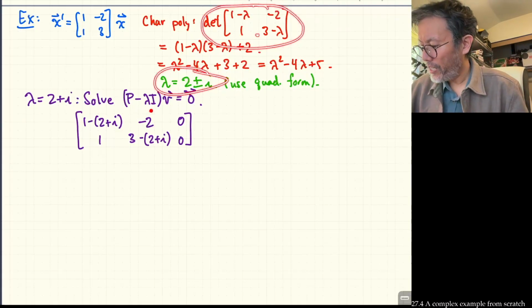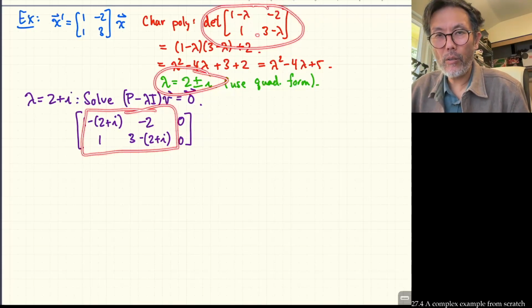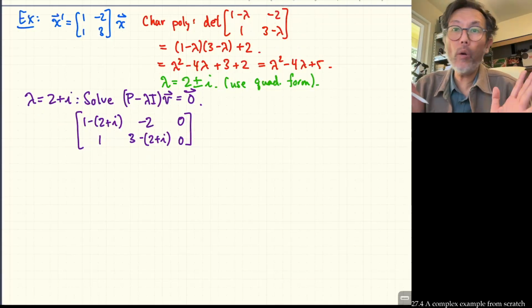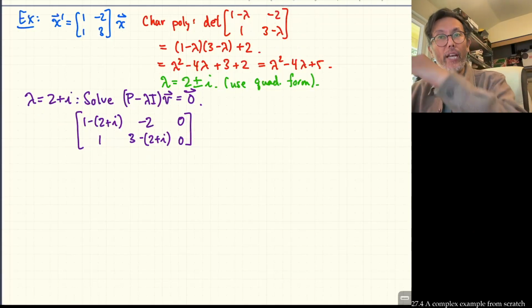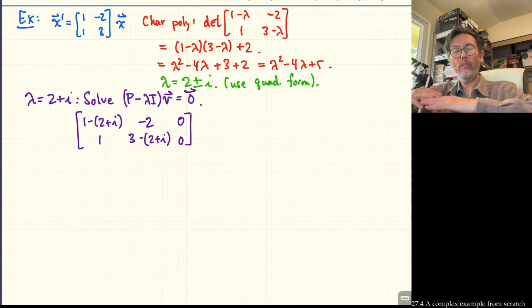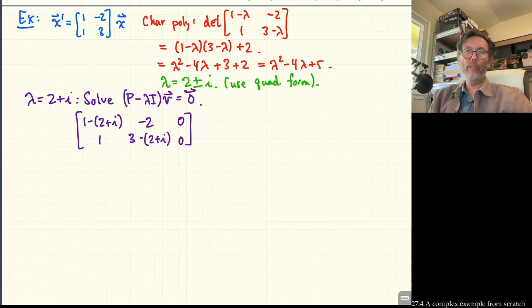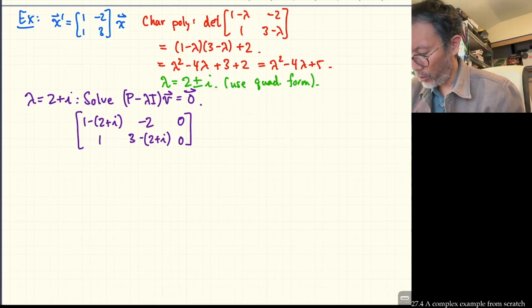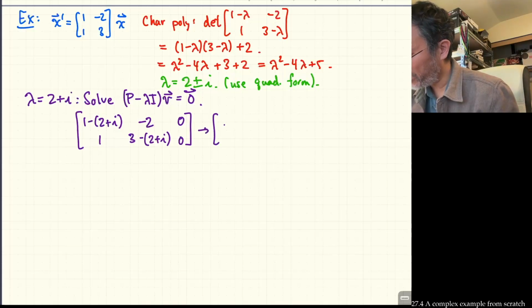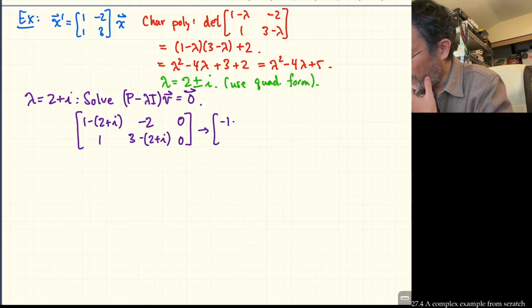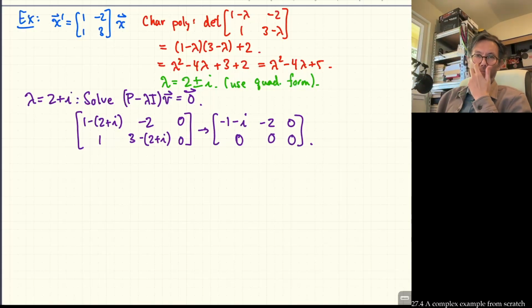And what that tells me is that in this 2 by 2 matrix right here, row 1 is a scalar multiple of row 2. I don't care what the scalar is, but I know that it's some scalar multiple of row 2. So I can use an appropriate scalar multiple of row 1 to kill row 2. In other words, using row reduction, it is totally legitimate for me to write the following. Now I'm going to work out 1 minus (2 plus i). I get negative 1 minus i, negative 2, 0, and then 0, 0, 0. You feel it?